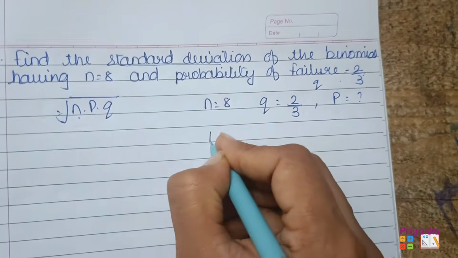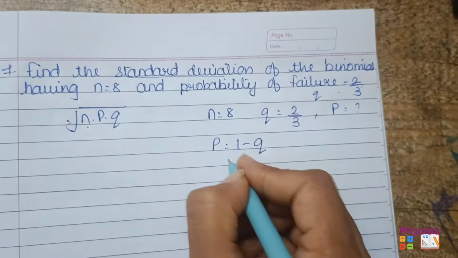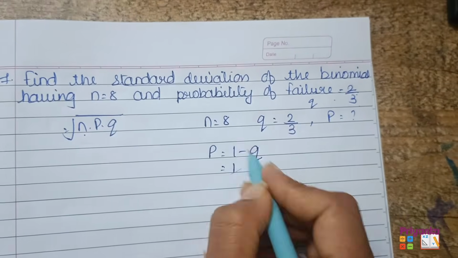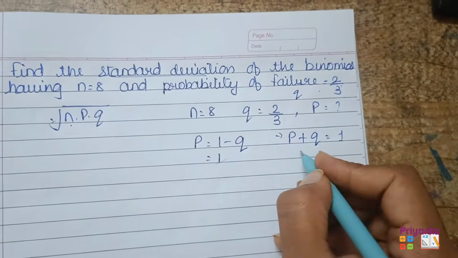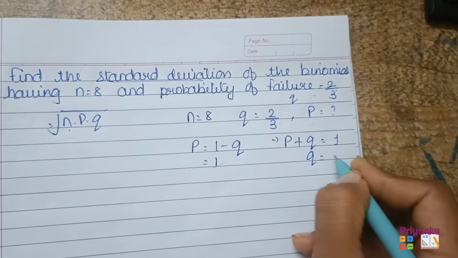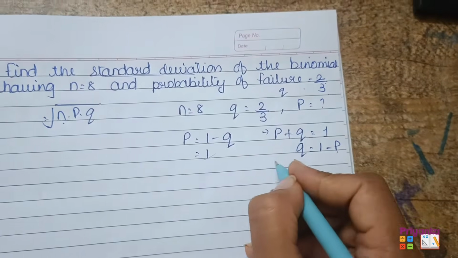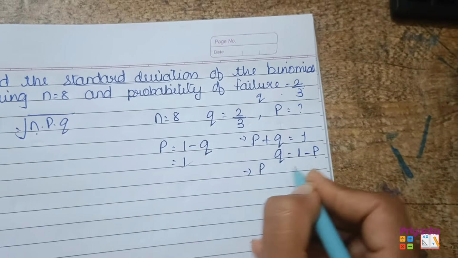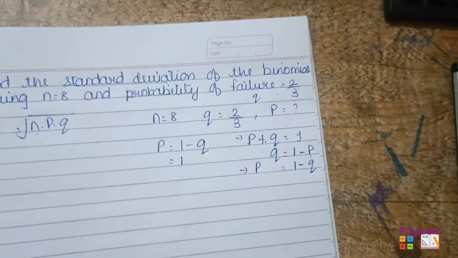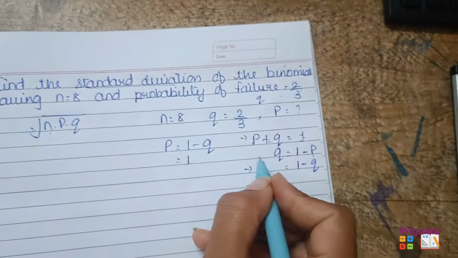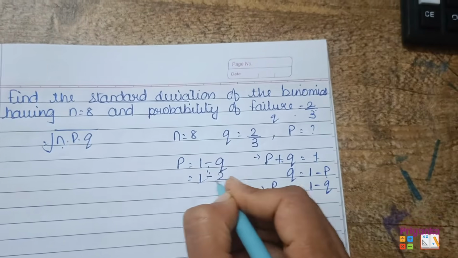To find p, we can take it as 1 minus q. Don't get confused with this; it is what I showed you at first. If you need to find q, we take 1 and change the place of p by subtracting. In the same way, if you want to find p, the 1 stays as it is. If q goes to the other side, we get the formula 1 minus q, and that's the formula I used here. So 1 minus q is 2 upon 3.